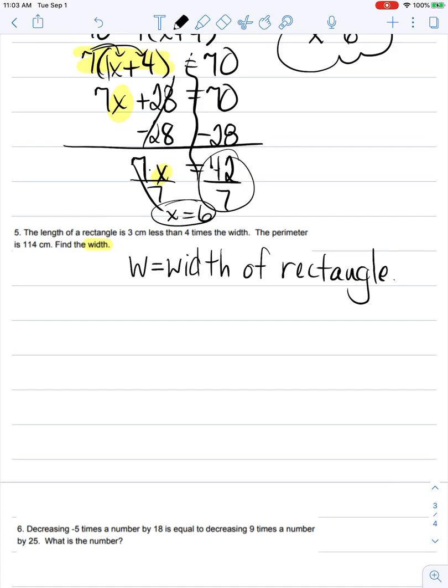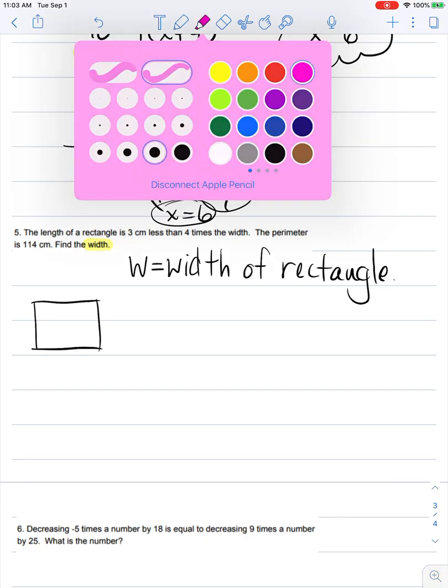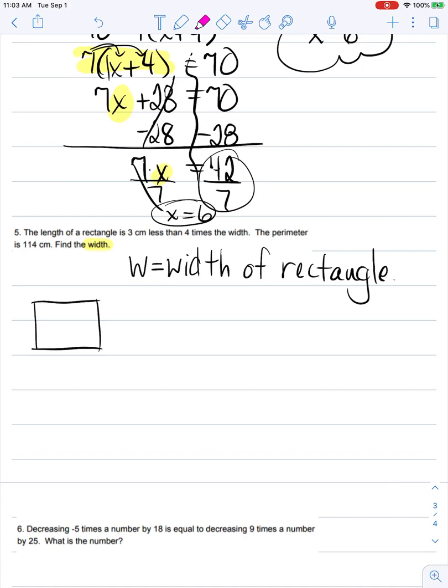Now, since we're talking about rectangles, to help me write my equation, which is the next step, I'm going to sketch a rectangle. It just helps me if I draw pictures. So let's look for keywords. The length of a rectangle is 3 centimeters less than 4 times the width. So here's our width. Our length, which is here, is 3 centimeters less than, so that means minus, but you flip it, so minus 3, 4 times the width. So 4W minus 3 is going to be our length.